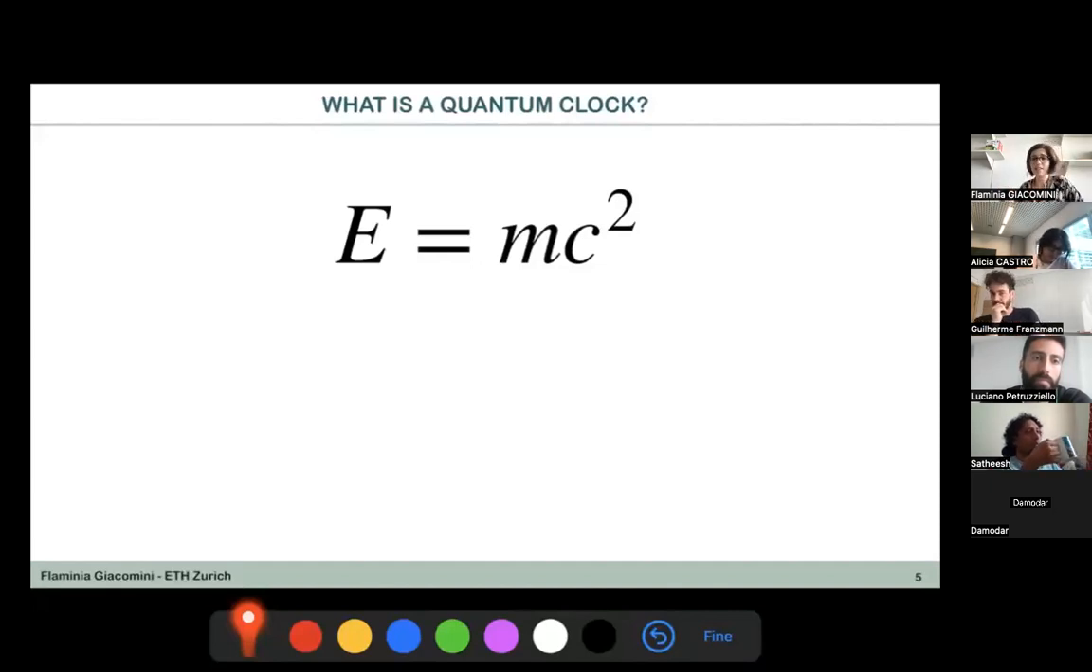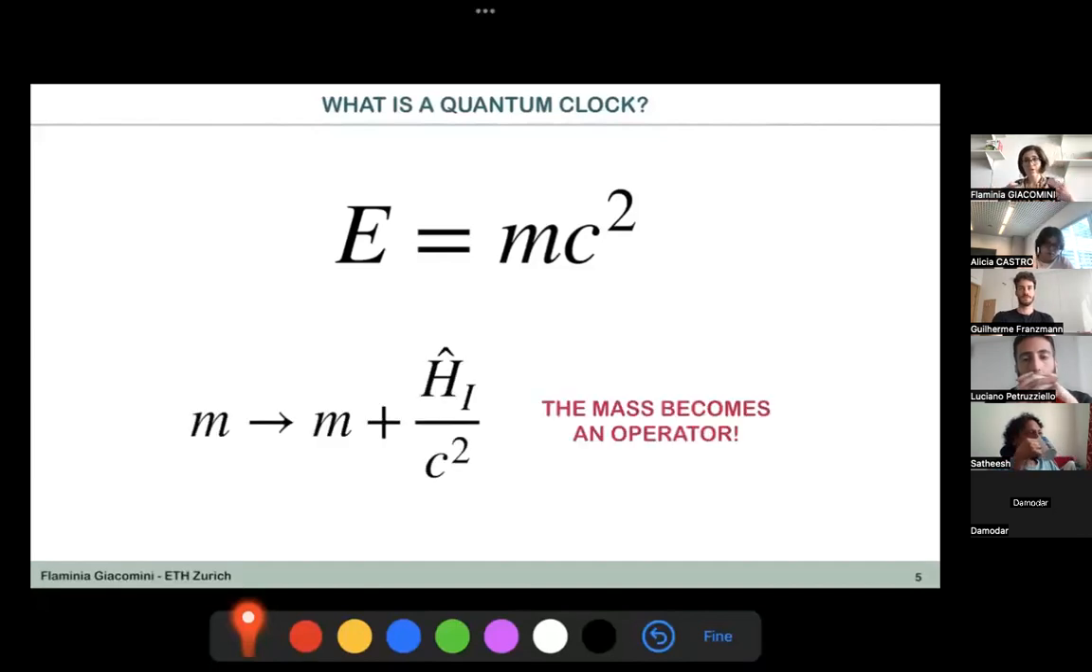And so in the end, even though it's a very, very small effect, when we look at it from a fundamental point of view, we also need to consider the internal energy of this quantum system as part of its rest mass. So effectively, what we should do is to add to the mass the internal energy of this system divided by c squared. So this means that effectively the mass becomes an operator.